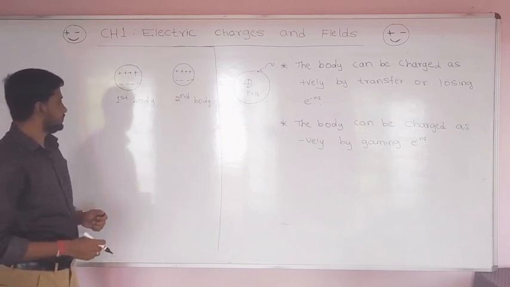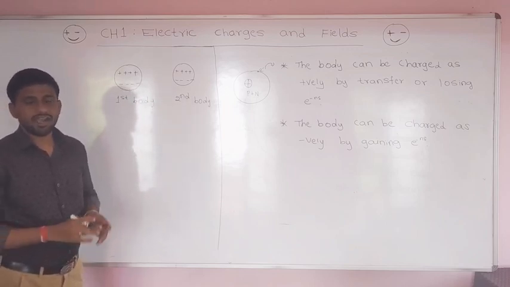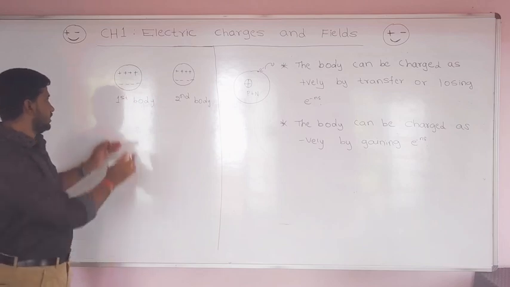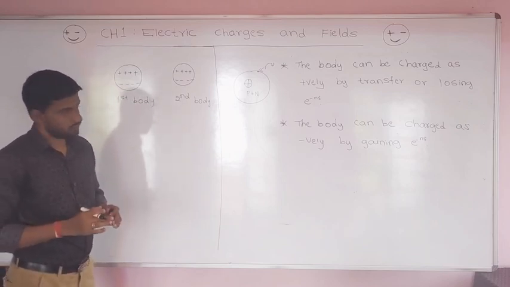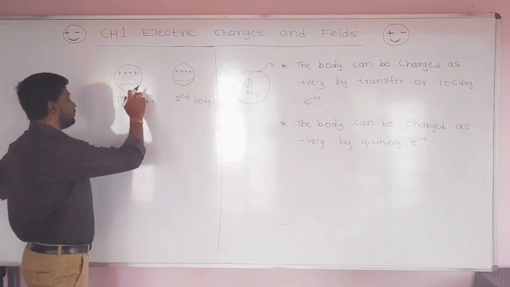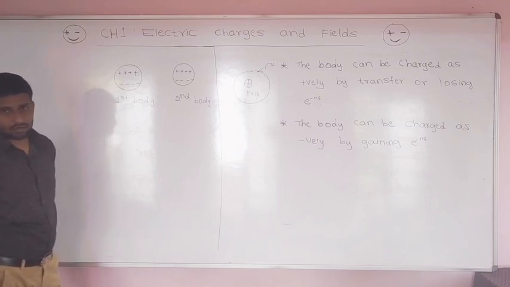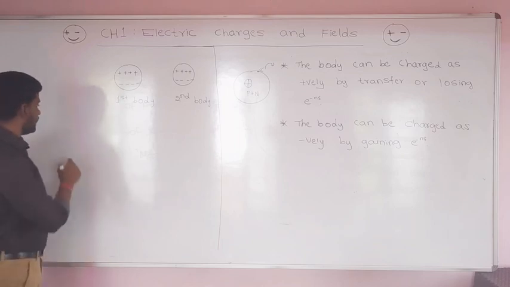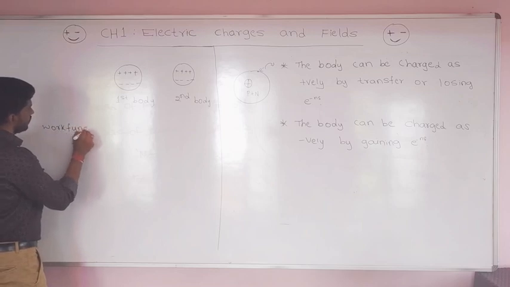Now I want to make both bodies charged, or electrified. That means the net charge on both bodies should not be equal to 0. The very important point is from which body the transfer of electrons takes place by rubbing. That is very important here. It depends on the work function of the body. What is the meaning of work function?